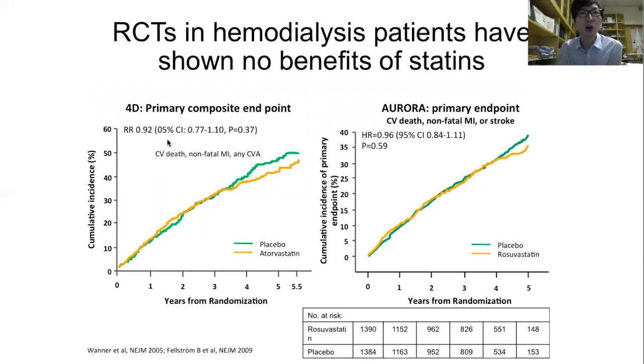Well, we can recall some of the randomized clinical trials, the 4D study using atorvastatin and the AURORA study using rosuvastatin. In both these studies, you can see that the treatment line and the placebo line almost overlap. So there is actually no advantage at all in terms of reducing the cumulative incidence of cardiovascular morbidity in patients who are on dialysis.